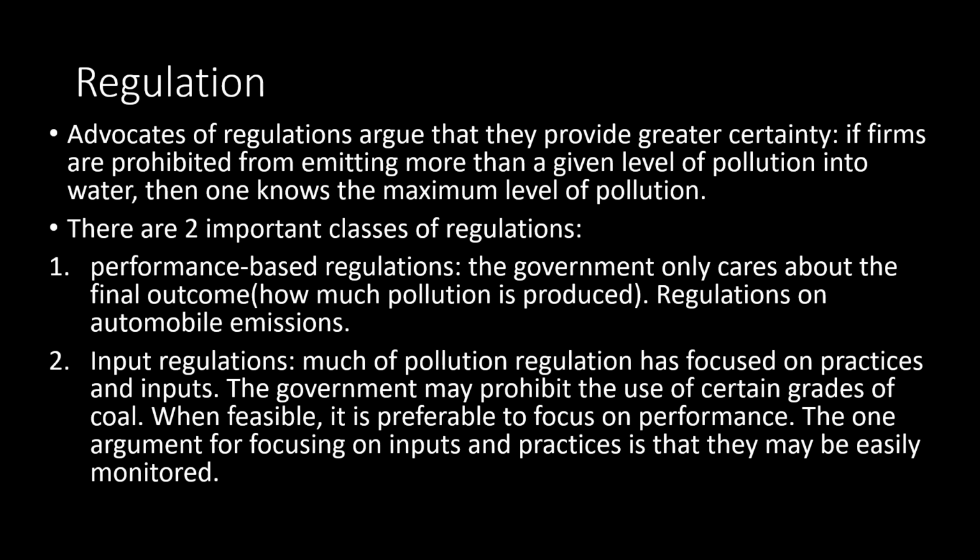Advocates of regulation argue that they provide greater certainty. If farms are prohibited from emitting more than a given level of pollution into water, then one knows the maximum level of pollution. You see, there are two important classes of regulations. One is performance-based regulations. We see the government only cares about the final outcomes, how much pollution is produced, such as regulations on automobile emissions. The second one is input regulations, where pollution regulation has focused on practices and inputs.